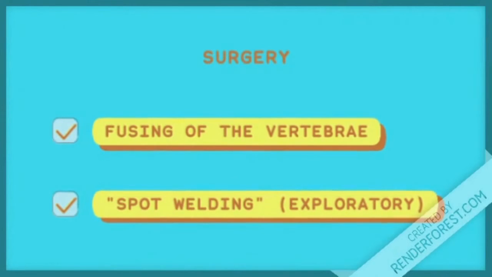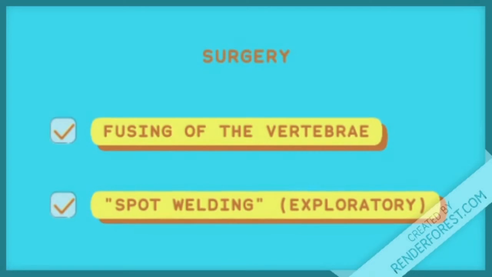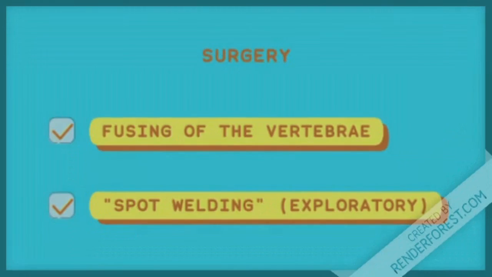The neurosurgeon called it spot welding, and he said that what they are exploring is to find a way to weld the vertebrae that has slipped back to the winged part of the bone in the pars interarticularis. Of course, this is still exploratory, and I haven't heard or seen anything else about it.